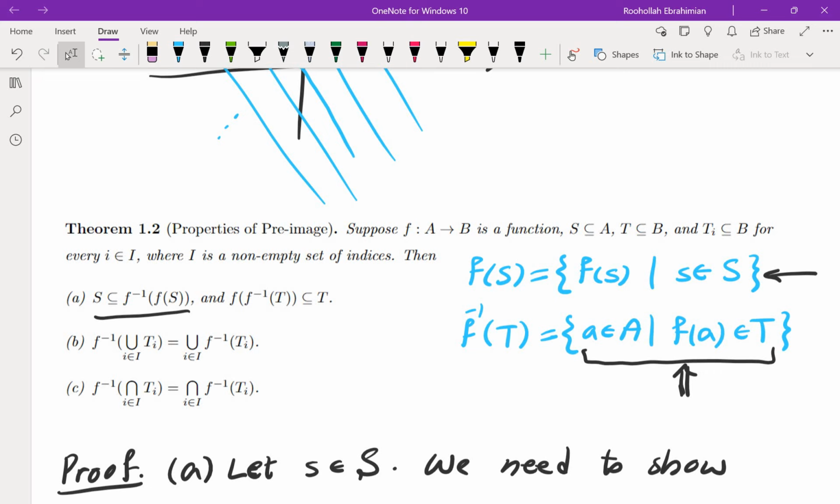The second part of this theorem tells us that f inverse of union is union of f inverse, and the third part tells us that f inverse of intersection is intersection of f inverse. And those two I'm going to leave as exercises. And that brings me to the end of this video. So I will see you in the next video.